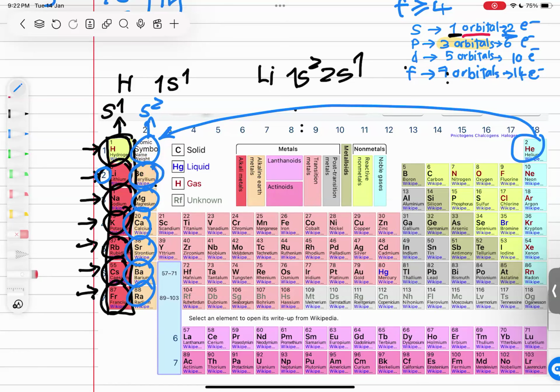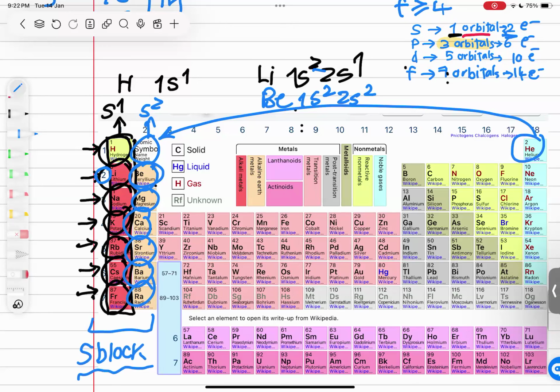Will go at 2. Yes. So lithium only, I stopped at 1 because it's in group 1, but beryllium I will go to 1s2, 2s2 again because it is in group 2. That's why in the periodic table this will be called the s block.